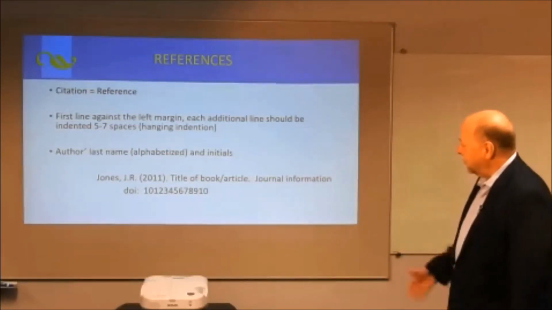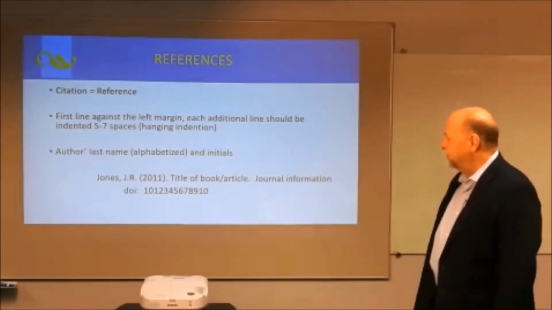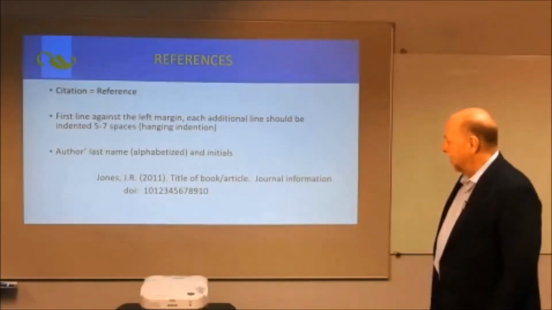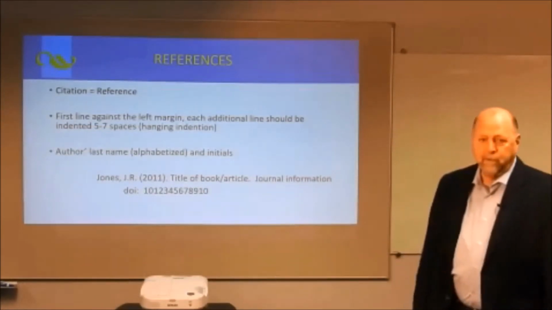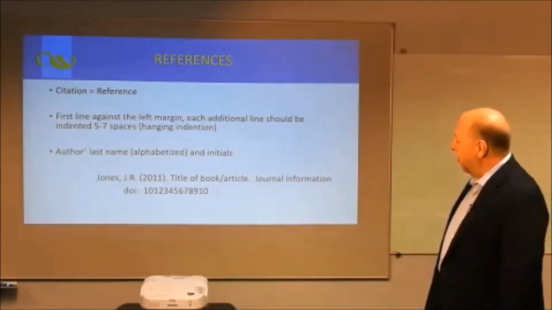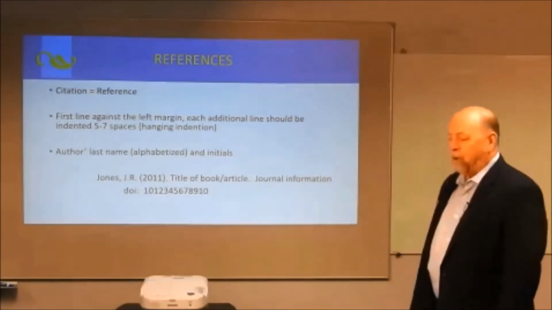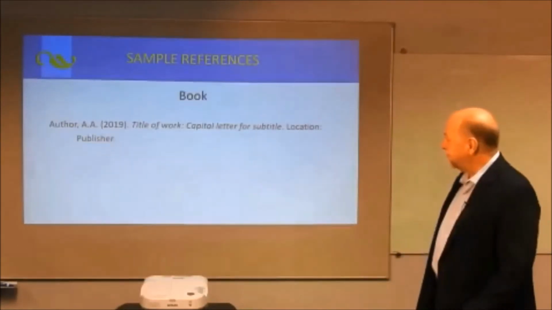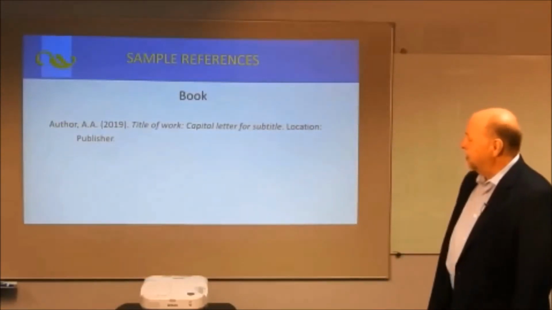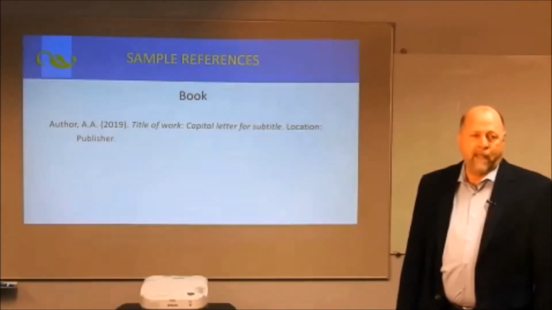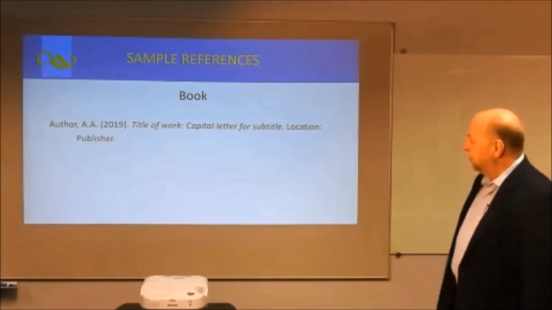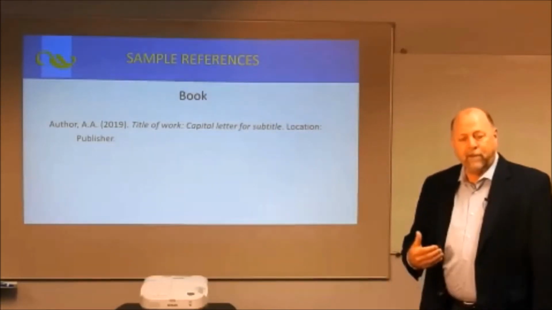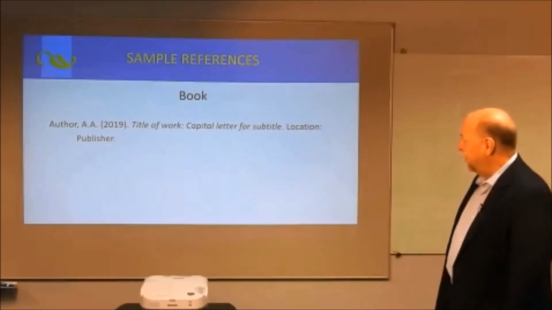For example, down at the bottom here, we have Jones. He's a very popular guy we're using tonight. And it may be Jeanette Jones, I don't know. But anyway, his name's Jones, comma, initials are JR. You want to put the title of the book or the article, and then you want to put journal information if it exists. For example, if you use a book, what you're going to do is use the author's last name, the initials, the year of publication in parenthesis, and the title of the article or the title of the book is going to be in italics.